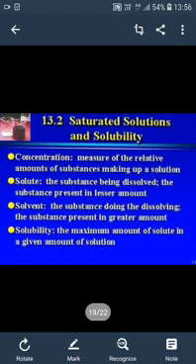See, if you go with solutions, there are two types of solution. One is the saturated solution. Next is the unsaturated solution. A saturated solution is a solution in which no more solute can be added. An unsaturated solution is one in which more solute can be dissolved. That is the difference between a saturated solution and an unsaturated solution.